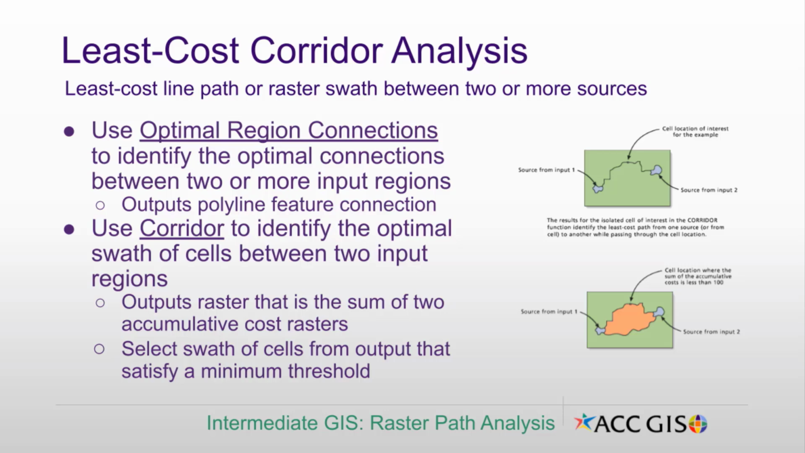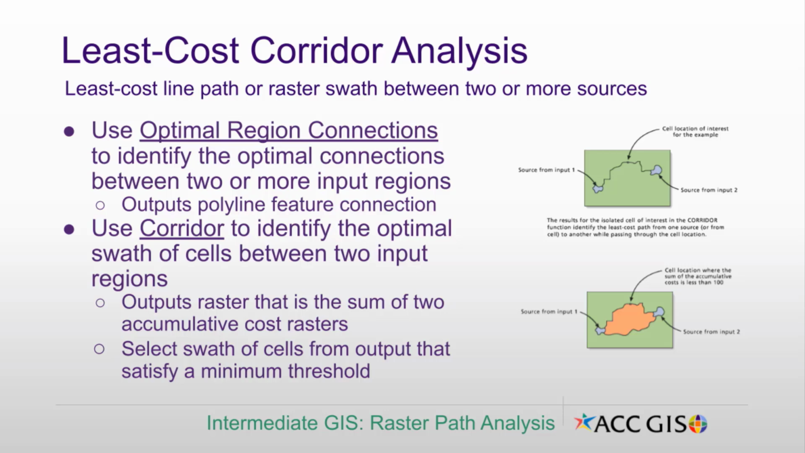And so you can use optimal region connections to identify the optimal connections between two or more input regions. It outputs a polyline feature connection that connects all of the input sources. And you can use corridor to identify the optimal swath of cells between two input regions. So the output is the sum of multiple accumulative cost rasters, of which you can select a swath of cells that satisfy a minimum threshold.